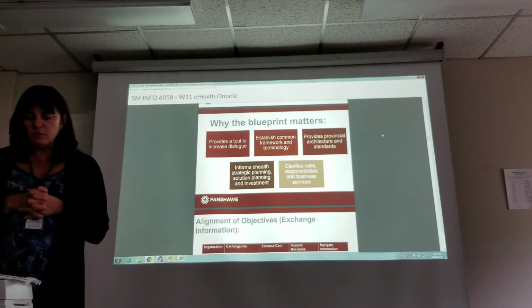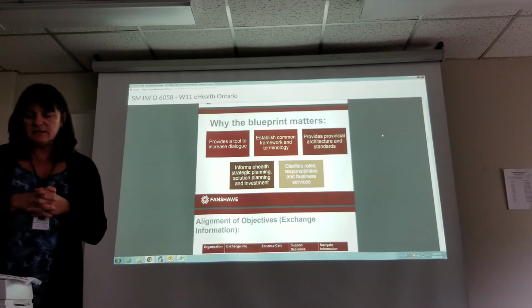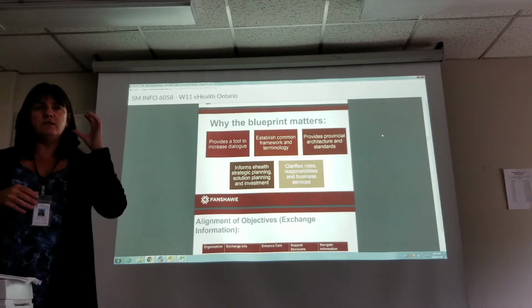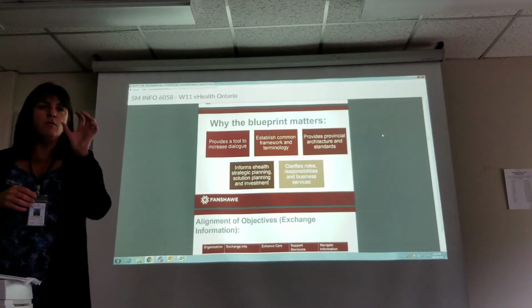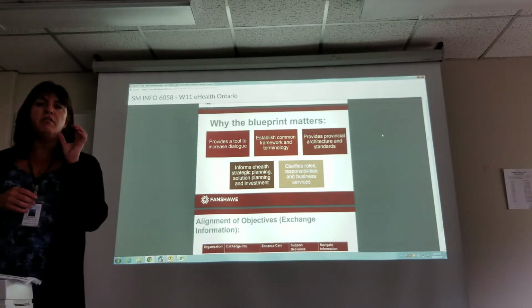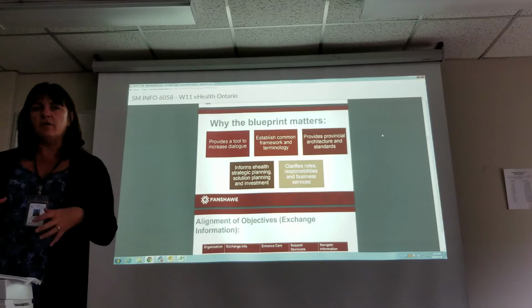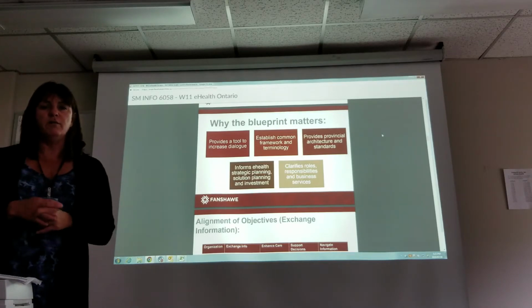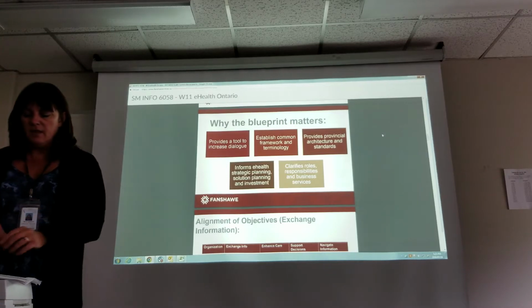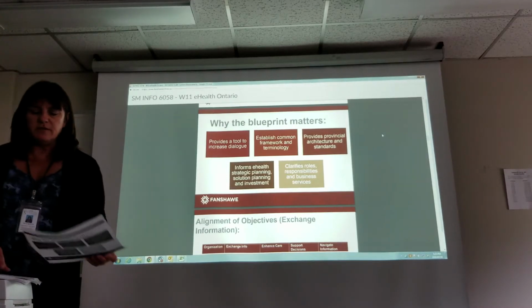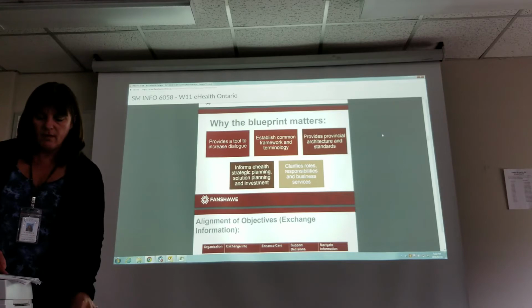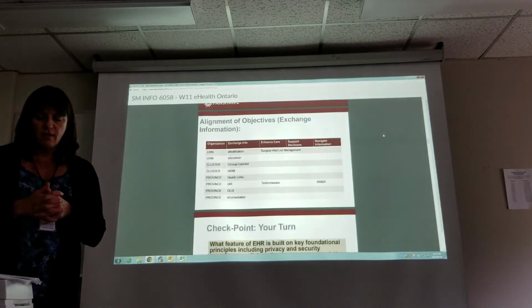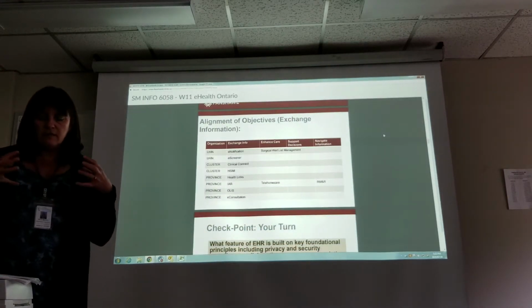It clarifies roles and responsibilities and the business service. So it clarifies what's the responsibility of the LIN, what's the responsibility of eHealth, what's the responsibility of the organization, such as a hospital, a family physician's office, or a community care access center. So it defines all of those responsibilities and their mandate. Next slide, please. We want to make sure that everyone is in alignment.